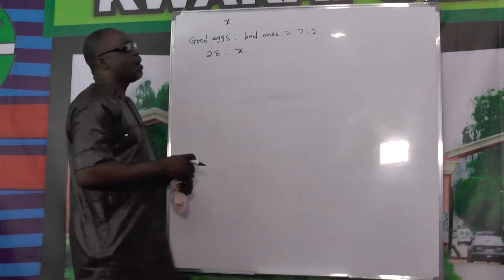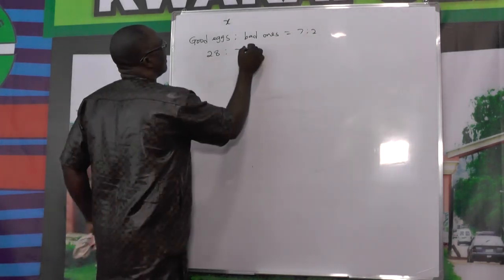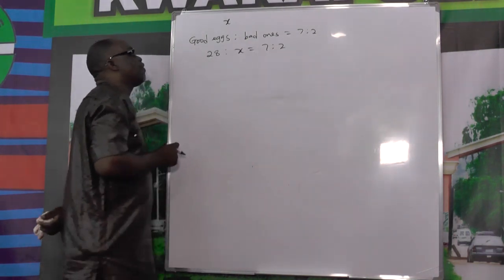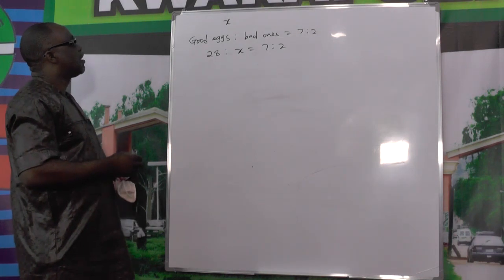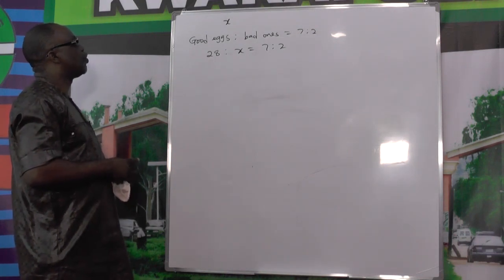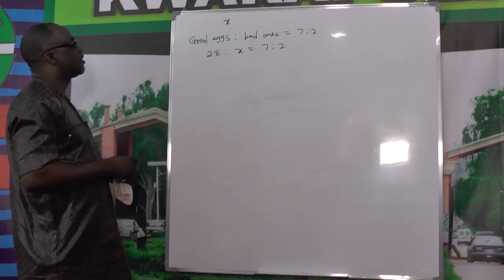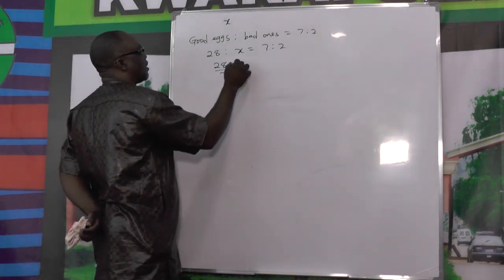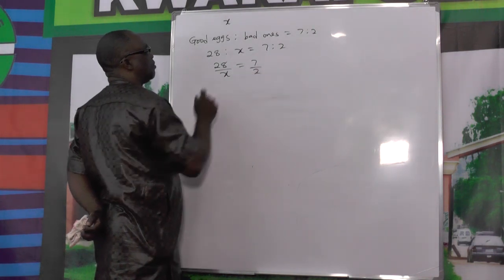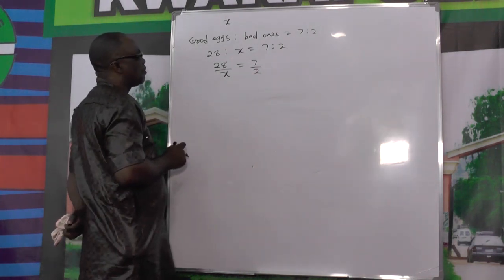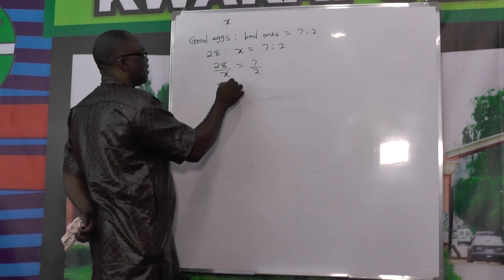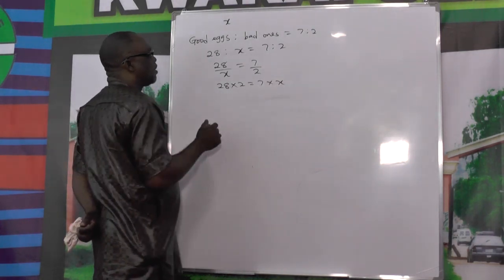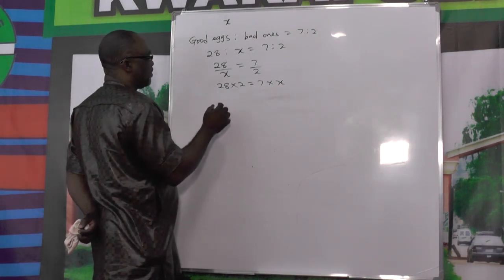Now if the bad one is x, that is equal to 7:2. And don't forget I told us that ratio could go as fractions. So I can write 28 over x to be 7/2. Now let's cross multiply. 28 times 2, 7 times x. So what do I have there?